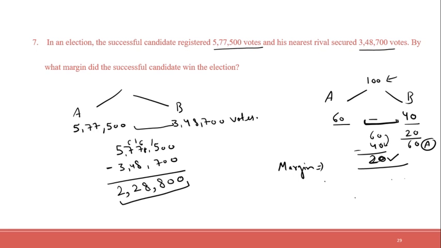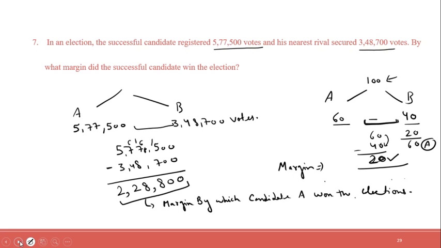So this is the margin by which candidate A won the elections. Got it? Let's move to the next question.